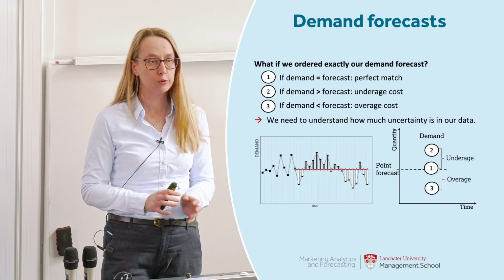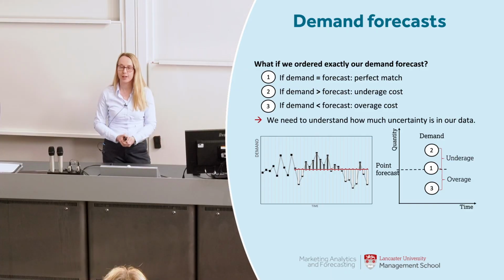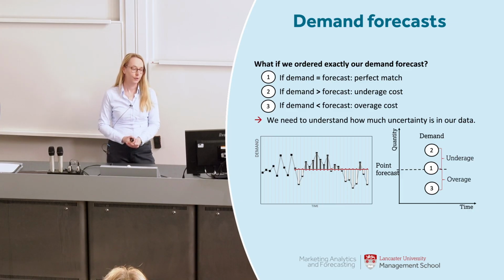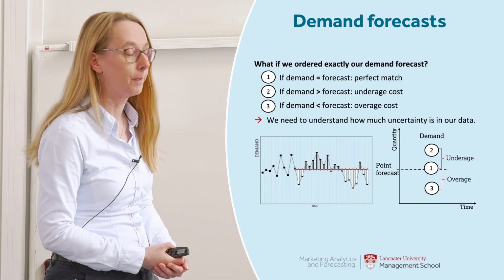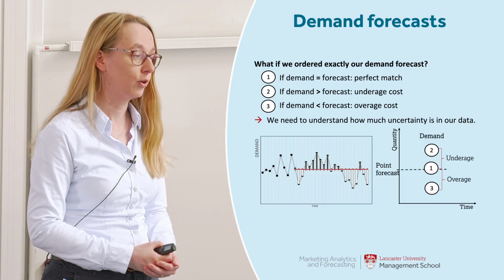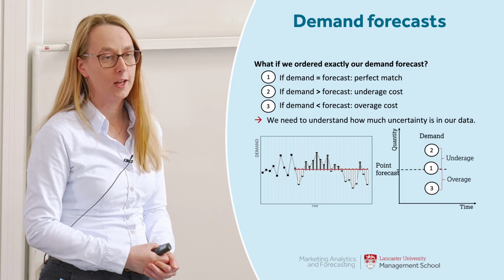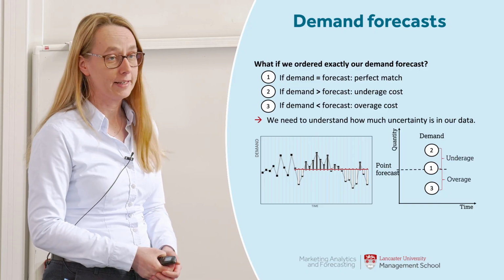Now I want to conclude with a little thought experiment because this is something that people very often ask. So what happens if we ordered exactly our demand forecast? So wouldn't that be easy, right? We just take the demand forecast as it is and use that as our order quantity. If we are lucky and demand is exactly what our forecast was, then we would have a perfect match. However, we know that forecasts are often wrong, so this is quite unlikely.